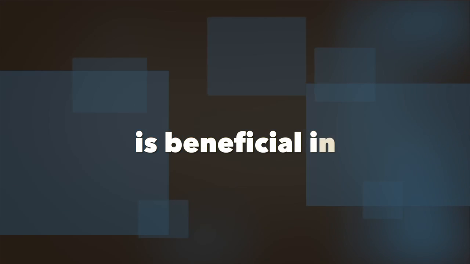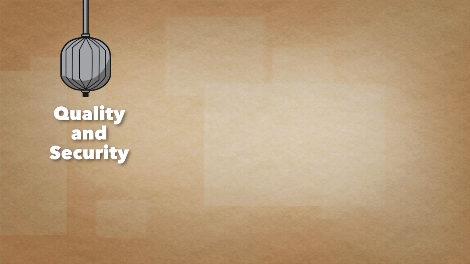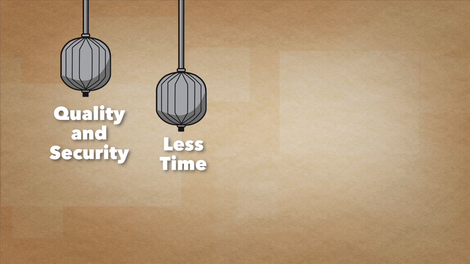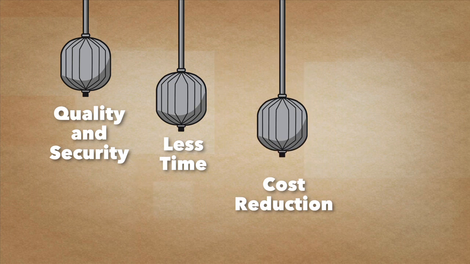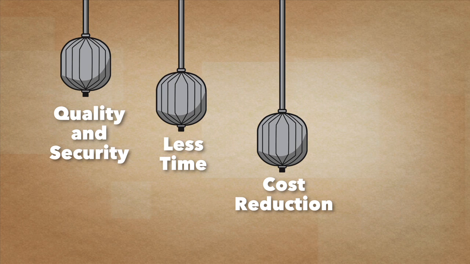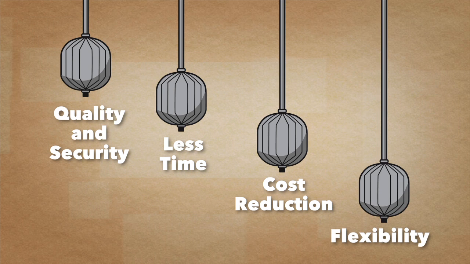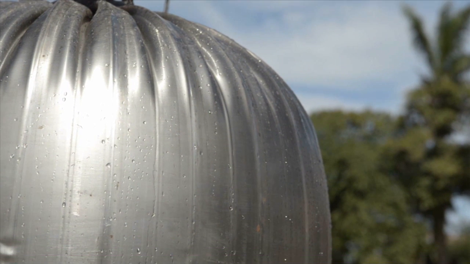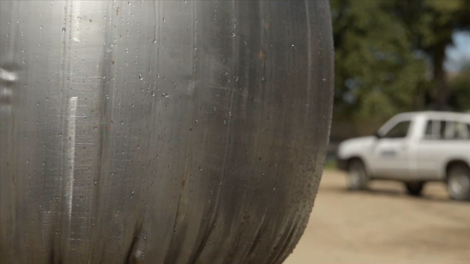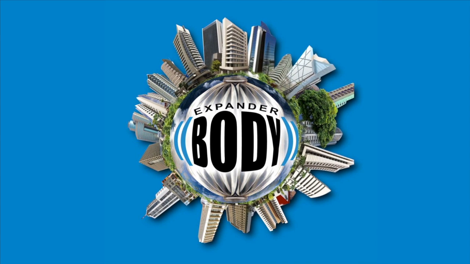In summary, the EB system is beneficial in quality and security, electronically monitored control system, soil compaction because of the post-grouting, less time, decreases execution deadlines, works by using fewer piles. Cost reduction, costs reduced per ton resisted. Flexibility, can be combined with conventional pile systems, and/or installed in difficult conditions. Expander body is the only deep foundation system which provides information about the behavior of the pile toe. Expander body. High-tech foundations.